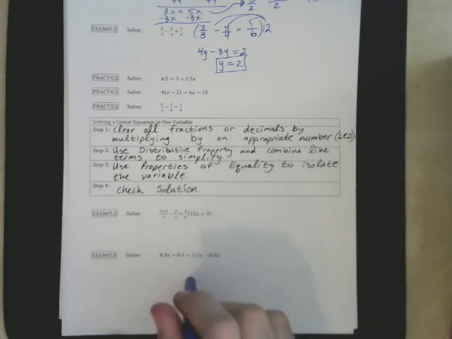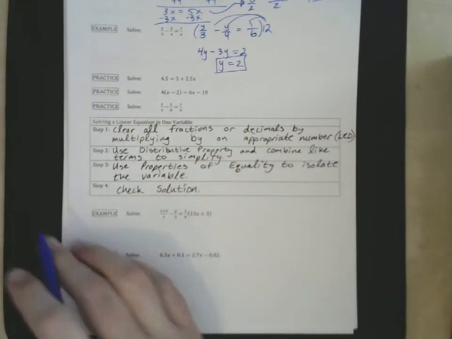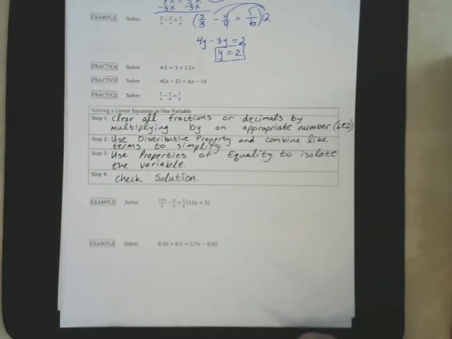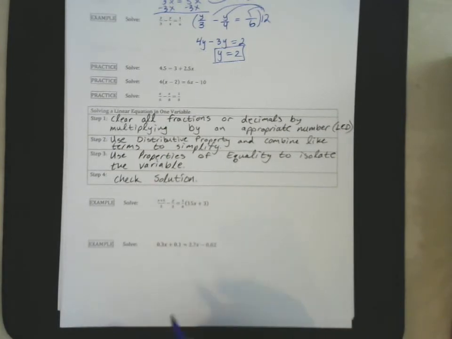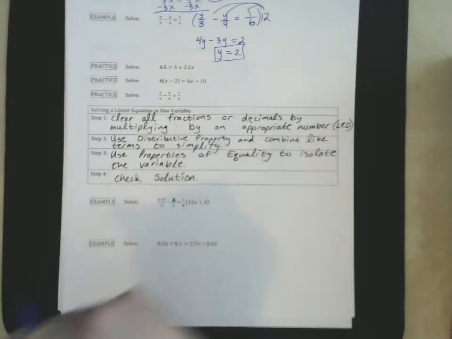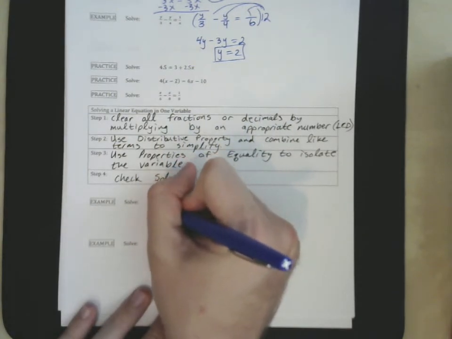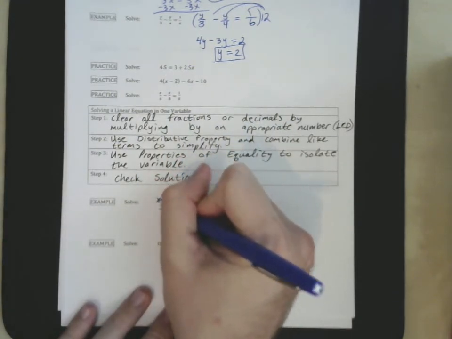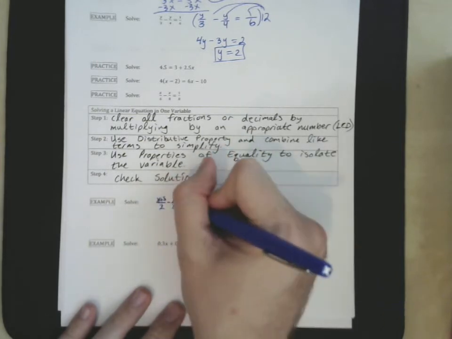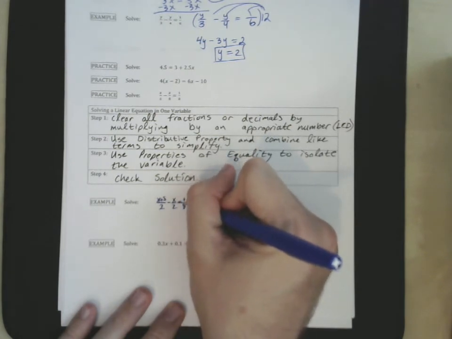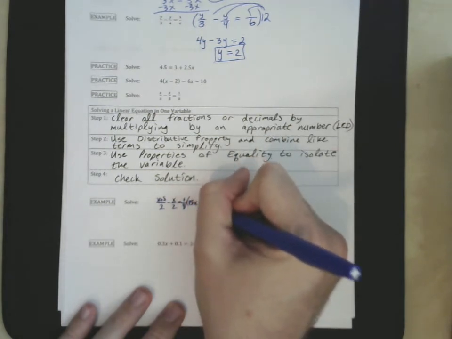So I got a couple more examples, some harder problems, a little bit harder equations that I'm trying to use all of the steps here. So this first one is x plus 5 over 2 minus x over 2 equals 1 over 8 times 15x plus 3.